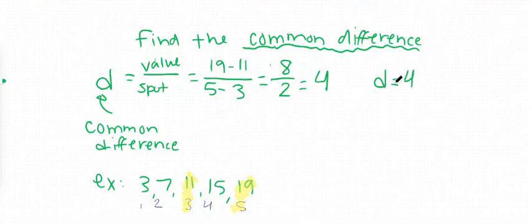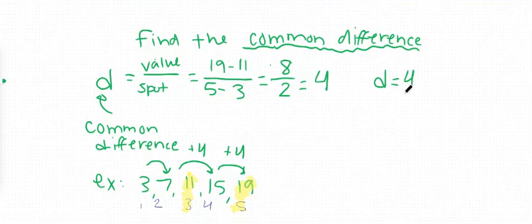Now you might be thinking, oh my gosh, Miss Holmes, all you have to do is look at the numbers and see what am I adding? What am I adding? What am I adding? And you'll see that we add 4. Our common difference is a positive 4. But sometimes we won't have all the numbers, or it might not be that clear to find out. So that's why we do our value over the spot minus value over the spot. That helps us find our common difference.